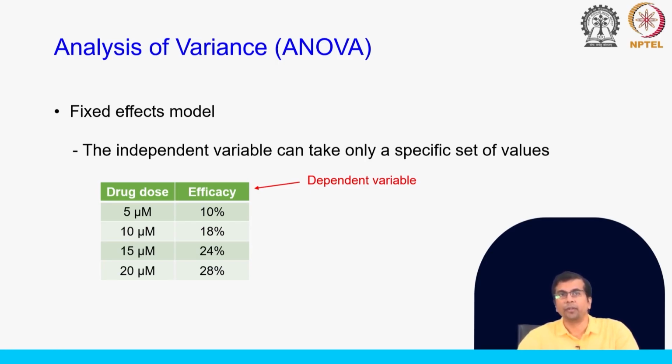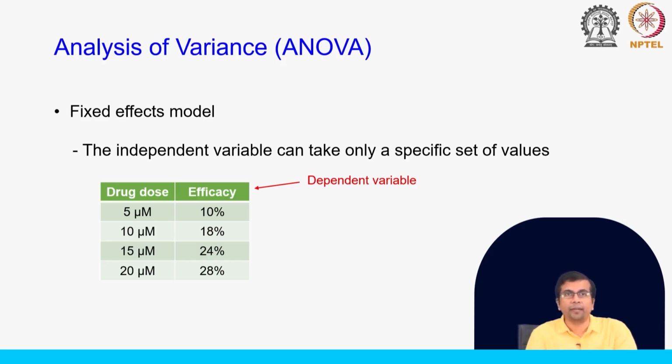The independent variable drug dose here can take only a specific set of values. It is not like random values, it cannot take random values, because we have set these values. So, we do the experiment, we set these values.